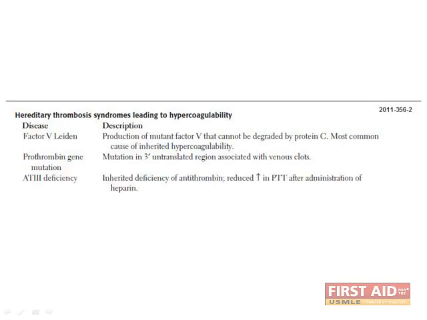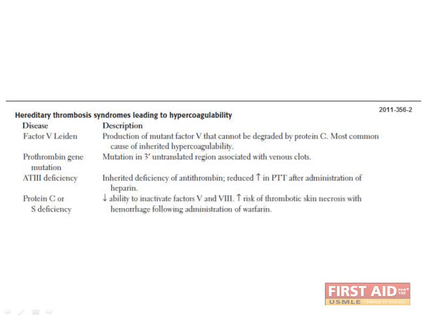Antithrombin 3 inhibits some of the coagulation factors, so antithrombin 3 deficiency results in increased coagulation. Since heparin works by activating antithrombin, patients with antithrombin deficiency will be less sensitive to heparin and will see a shorter increase in PTT. Last on the list is protein C or S deficiency. This prevents inactivation of factors 5 and 8 and increases the risk of thrombotic skin necroses with hemorrhage following administration of warfarin.